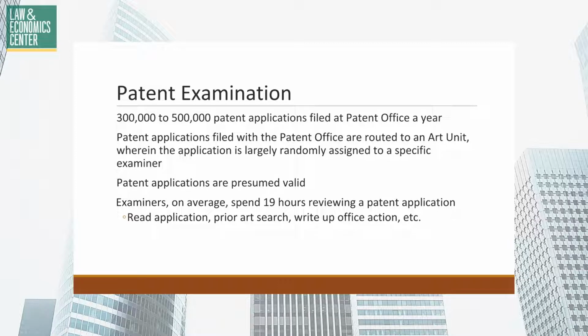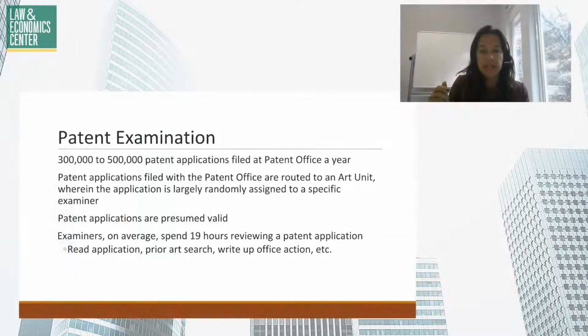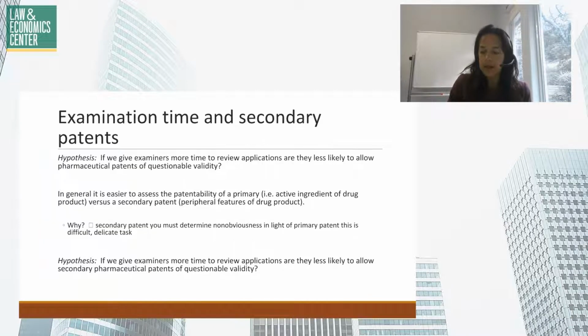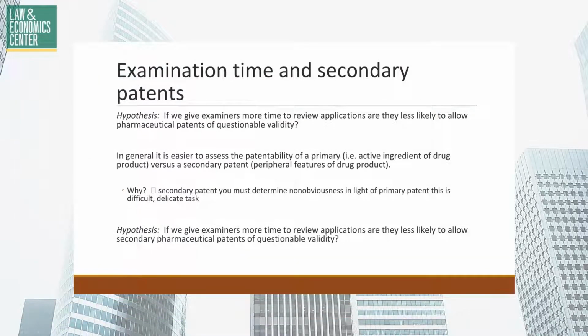In patent examination, about 500,000 applications are filed each year. They come into the PTO and get routed to an art unit, which is a group of about 20 to 30 examiners that review applications in the same technological field. Once it arrives in an art unit, it gets randomly assigned to an examiner there. Patent applications, when they're filed, are presumed valid. So if examiners aren't given enough time to search the prior art and write up a rejection, they may end up allowing a patent that they would have rejected if they had been given more time. On average, examiners only spend 19 hours reviewing an application, reading it, searching the prior art, and so on. There's lots of anecdotal evidence, at least if you talk to examiners, that they're not given enough time. So what we wanted to test is whether, if we give examiners more time, they would issue higher quality secondary pharmaceutical patents.